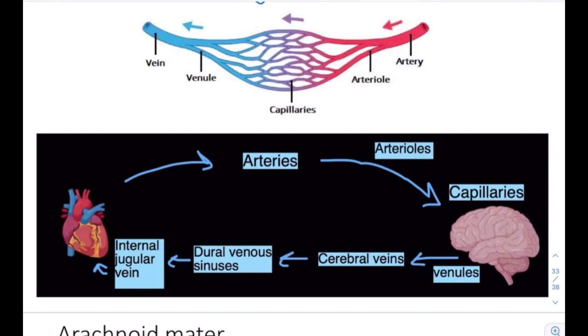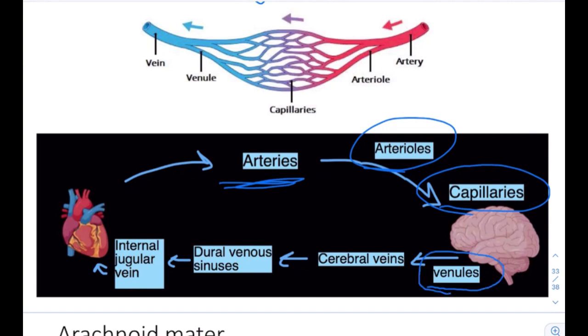So here blood is carried away from the heart by arteries, and then the arteries become arterioles and then capillaries. This is where there is the exchange of oxygen and waste products between the capillaries and the tissue of the brain. And then the blood after the capillaries becomes venous blood, deoxygenated blood, and the capillaries become venules, and then they become cerebral veins. And then the cerebral veins, like you mentioned earlier, they dump the venous blood into the dural venous sinuses, which then empty into the internal jugular vein, which goes back to the heart.